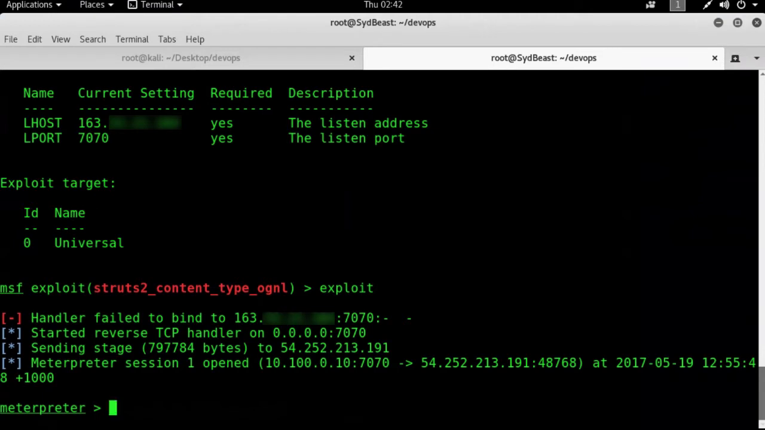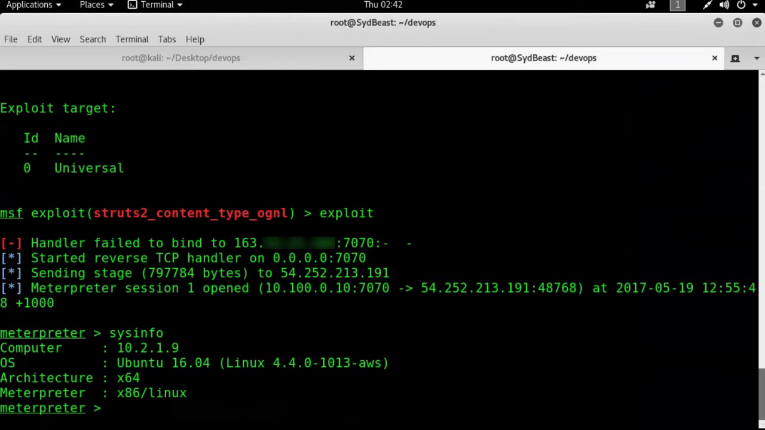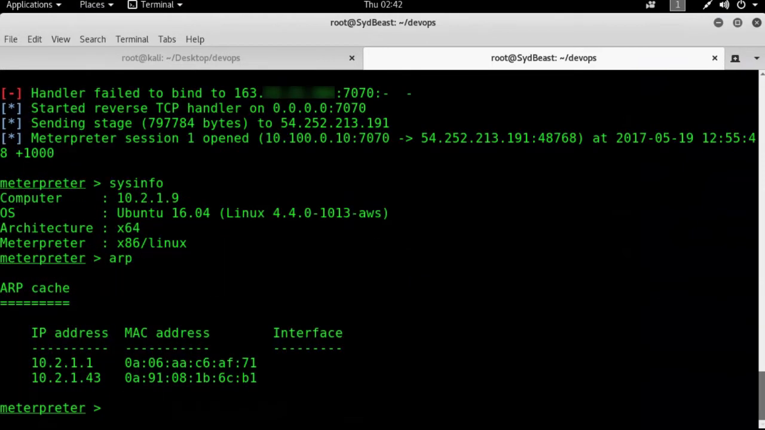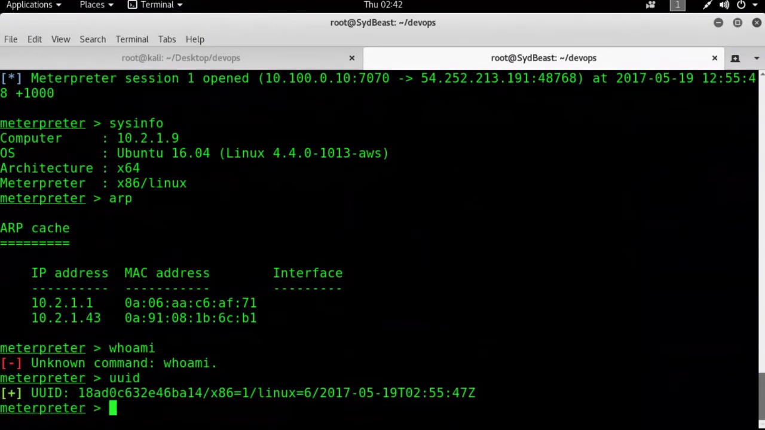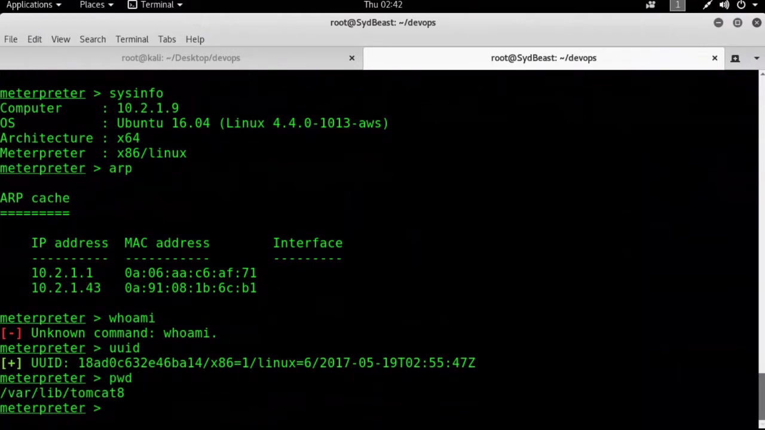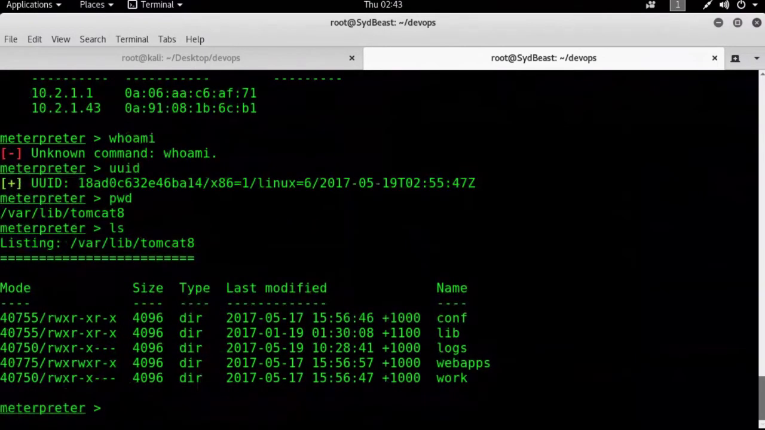So the attacker will run some commands just to get a feel for this system that they've compromised, doing a sysinfo to determine that it's an Ubuntu box, a Linux server. We can look at the ARP cache, which gives us some idea of recent connections that the server may have had with other servers or other systems. We can determine what the user account is, the present working directory, which is Tomcat 8. So clearly we've compromised the box to the point where we are running as the Tomcat 8 user.